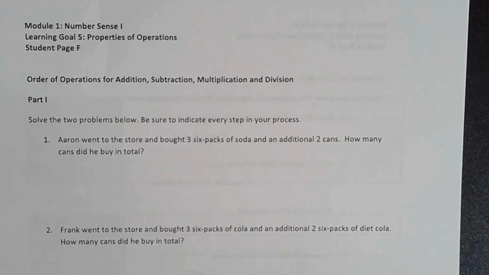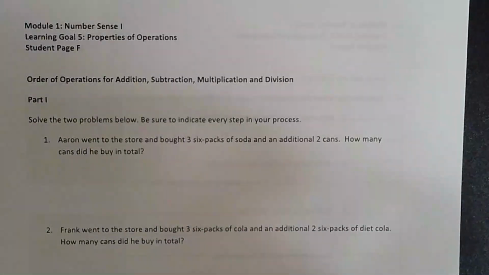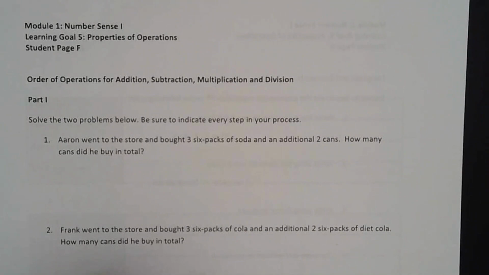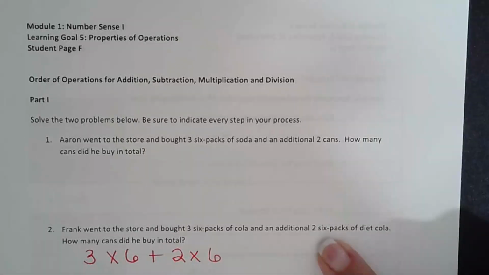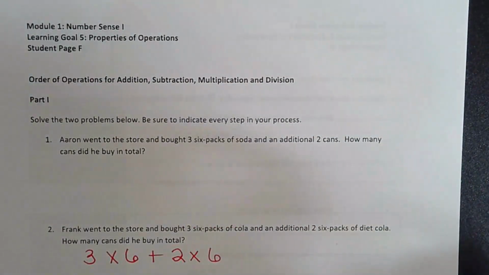So we have, Aaron went to the store and bought 3 6-packs of soda and an additional 2 cans. So how many cans did he buy? Well, 3 times 6, and then an additional, not 2 6-packs, 2 times 6.